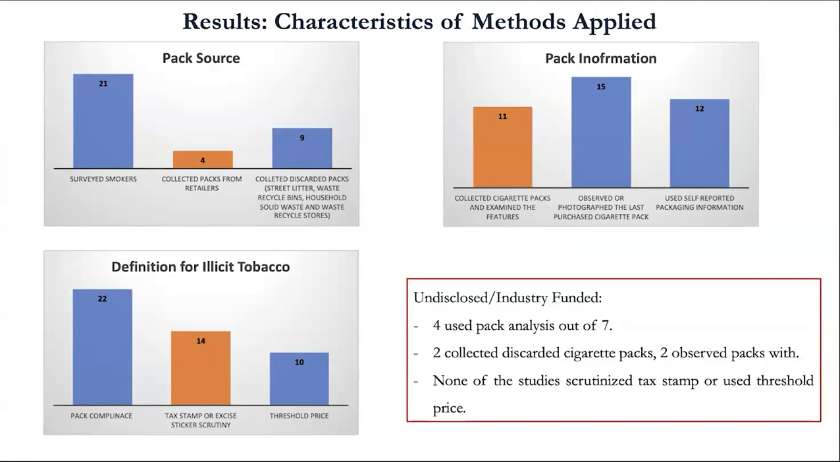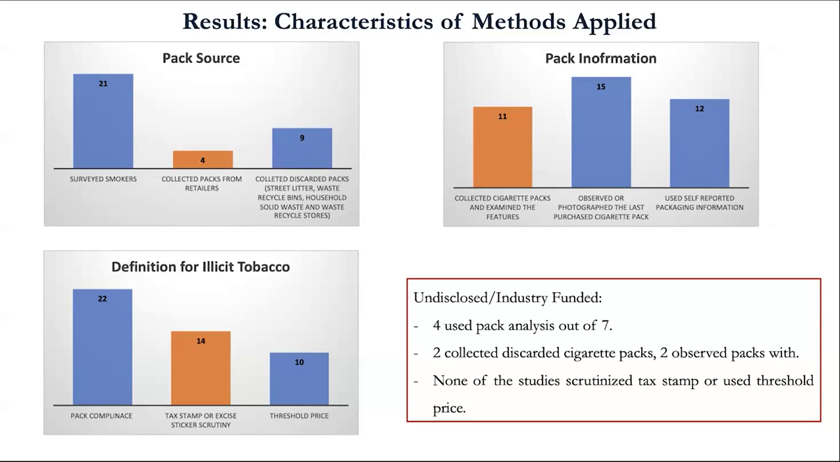For the studies that used pack analysis, we can see that among independently funded smoking tobacco studies with pack analysis, 21 of them surveyed smokers, 4 collected packs directly from the retailers, and 9 studies collected discarded packs, which came from street litter, waste recycle bins, household solid waste, and waste recycle sources. And in terms of the pack information they used for their study, 11 studies collected the cigarette packs and examined their features directly. 15 studies observed or photographed the last purchased cigarette pack of the smokers, and 12 collected self-reported pack information from the smokers.